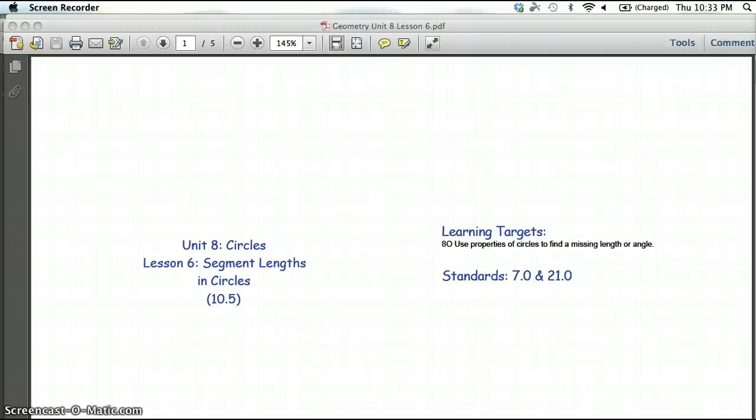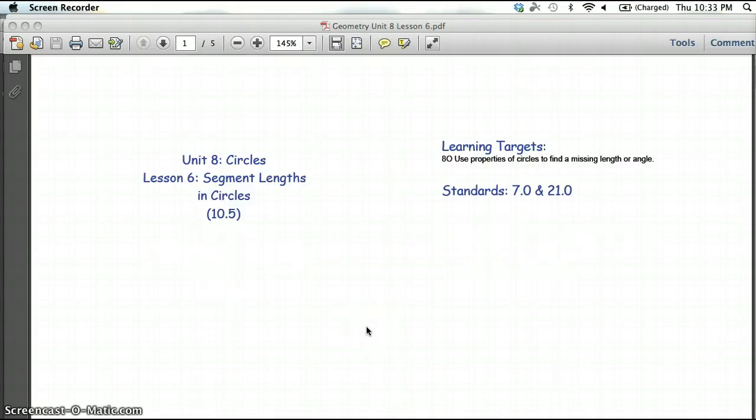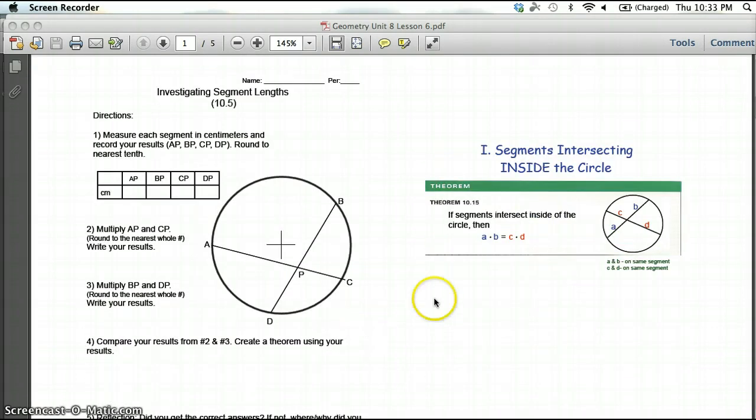We're on Unit 8, Lesson 6. We're still talking about circles, but now we're going to talk about segment lengths in circles. So our first theorem talks about if the segments intersect inside of the circle, then A times B equals C times D.